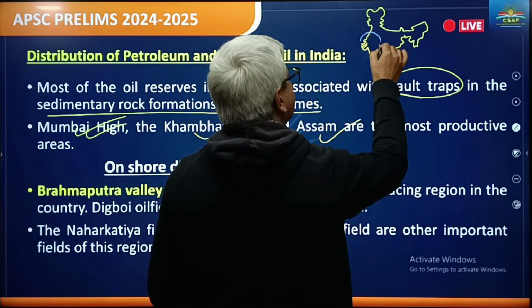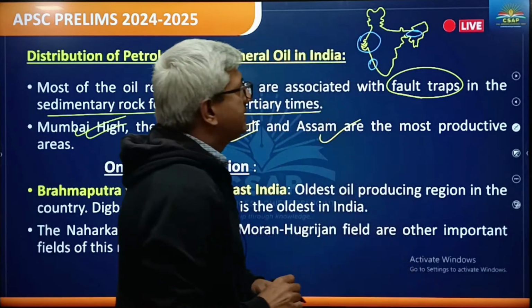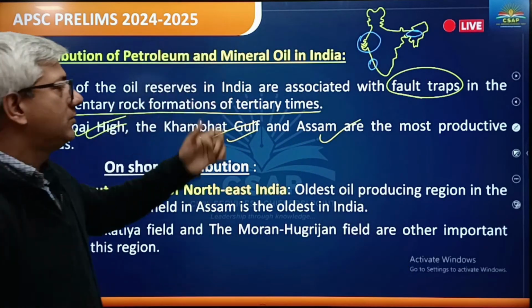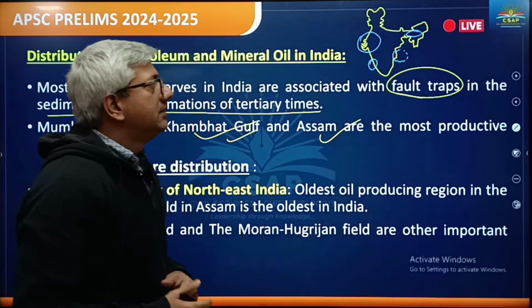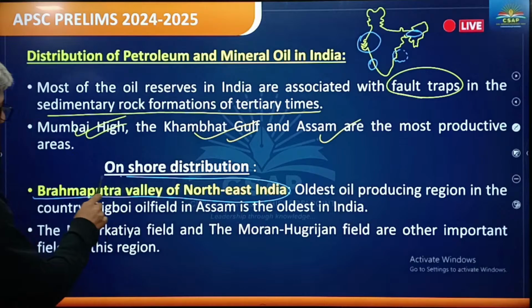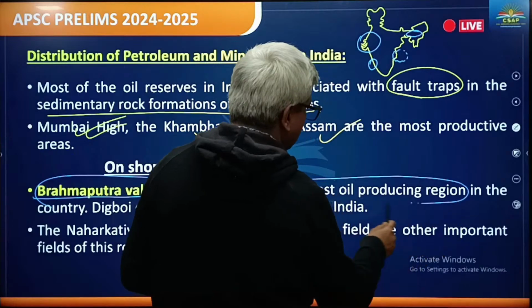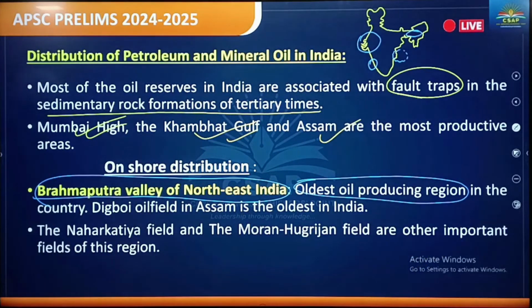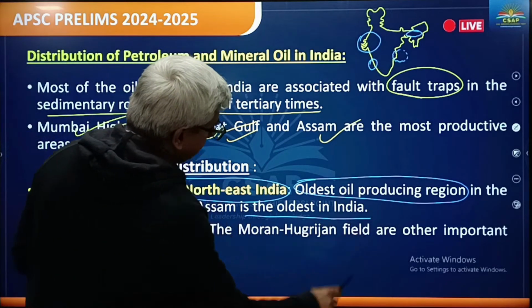So these are the major areas, and offshore, Mumbai High is offshore, and newly the Krishna Godavari Basin has also been ventured. So where is our onshore distribution? Onshore distribution: the Brahmaputra and valley of northeast India is obviously the oldest oil producing region in the country. Digboy oil field in Assam is the oldest in India.